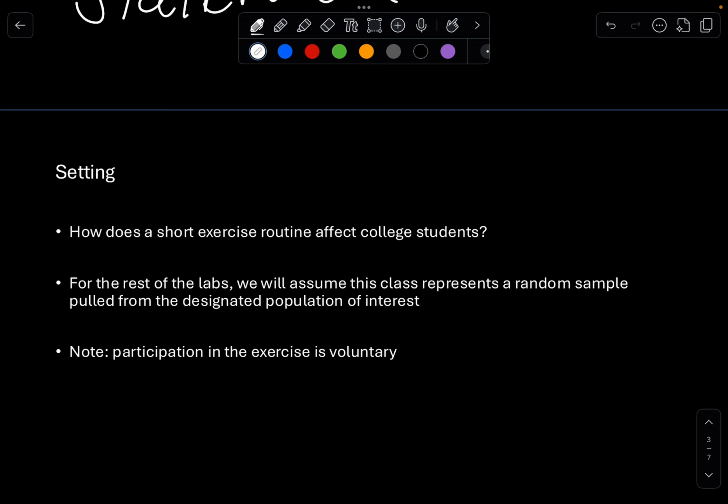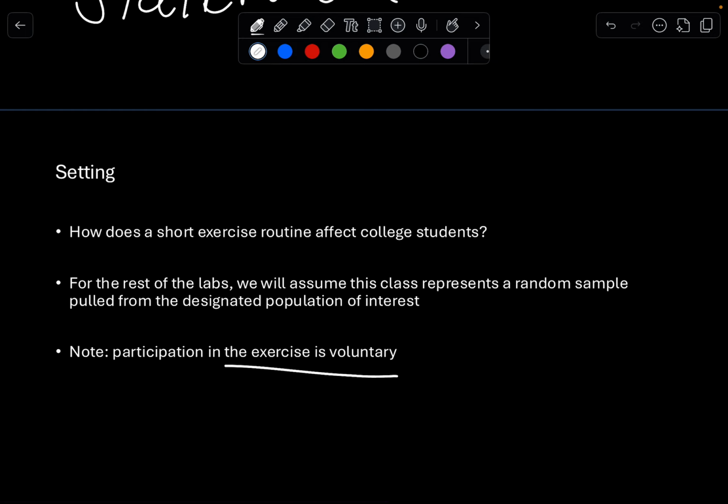Okay, how does a short exercise routine affect college students? Again, we're going to assume this class represents a random sample. We know it does not, but we're going to assume that it does. Just like in Lab 6, the taste test was voluntary. The exercise is also voluntary. We do need to collect the data, but if there's a health issue or you're concerned about something, it's totally voluntary. Just let your lab instructor know.